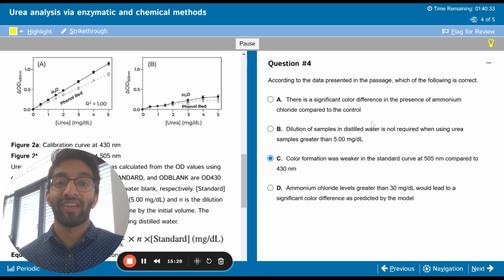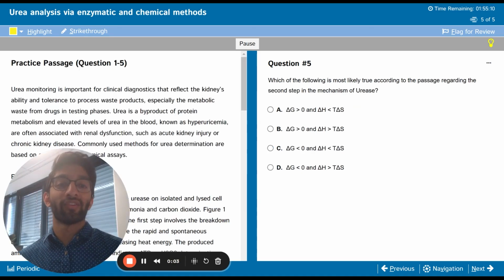So that's why the answer is C. Okay, finally, we're on to the last question of the passage, question number 5. And thankfully, this one is another sort of pseudo-discrete content-based question. In order to answer this question, really all you need from the passage is a small little piece of information.